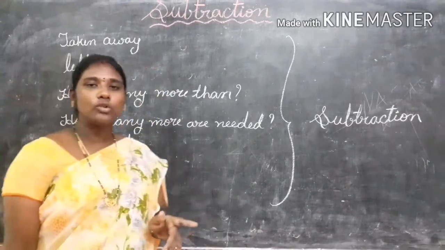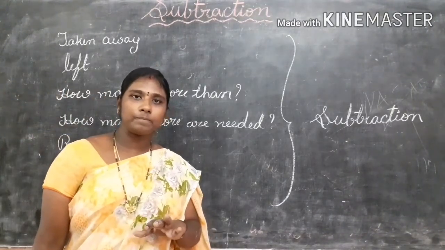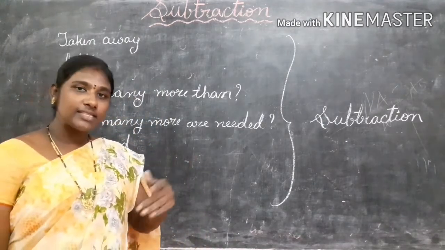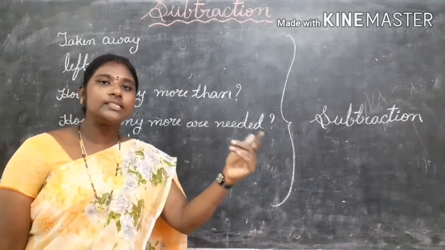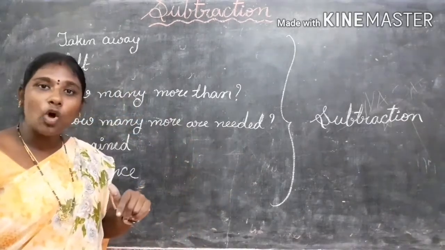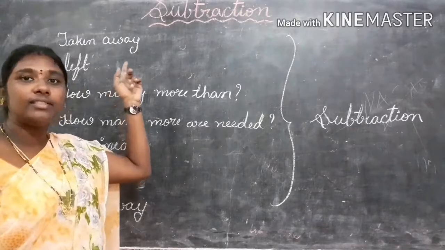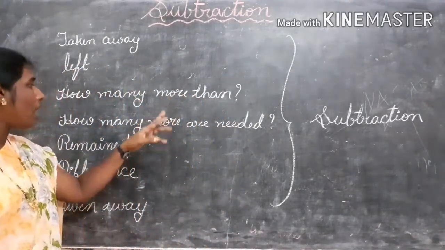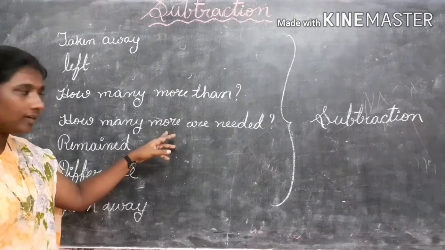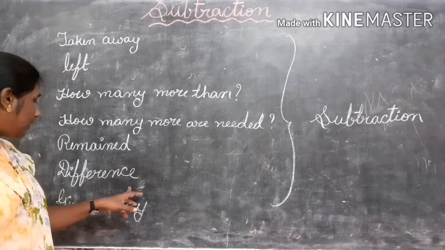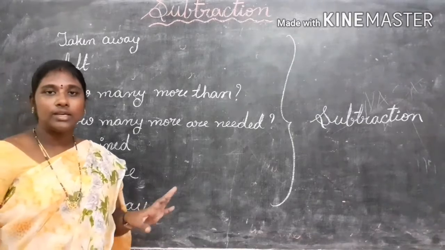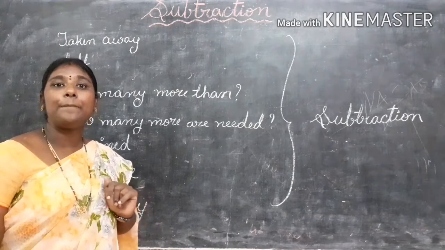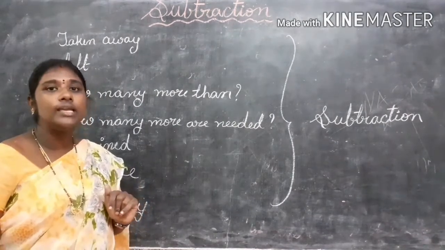Left. Suppose 10 cakes are there. In that, a boy takes 3 cakes. How many are left here? 7. There also, what did we do? Subtraction only. How many more than, how many more are needed, remained, difference, given away. These terms are there. What do we have to do? We have to do the subtraction.